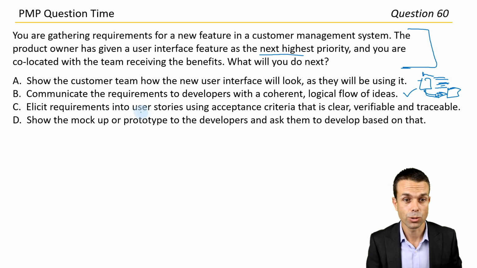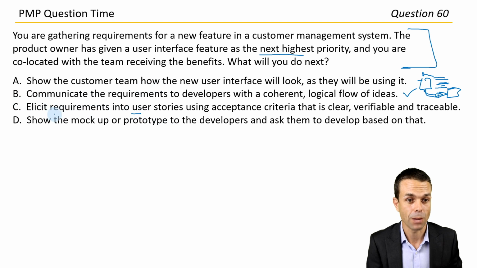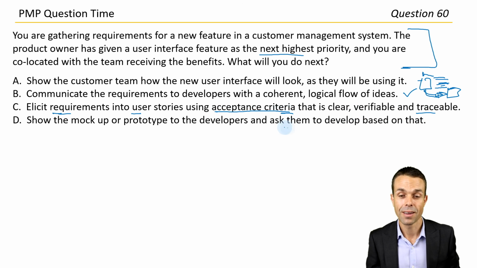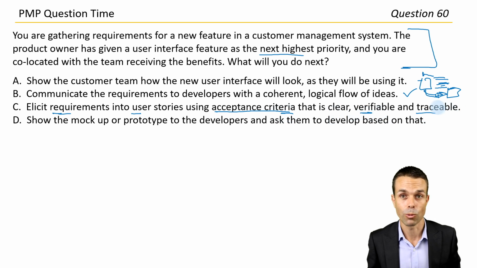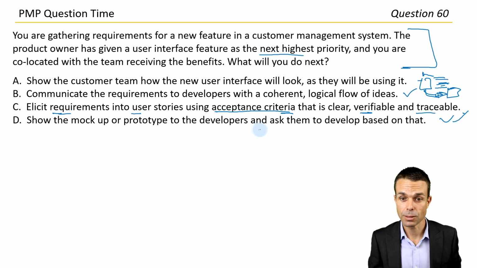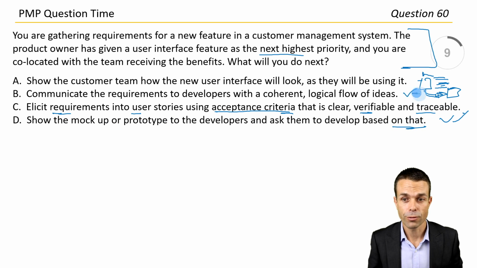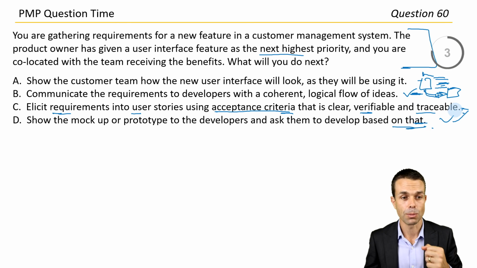Elicit requirements into user stories. Oh, so that's taking it to a new level, I think. So now we're getting those requirements, we're putting them into user stories using acceptance criteria. Oh, that's much better. That is clear, verifiable, and traceable. Even better again. So good way to put your acceptance criteria. Make sure it's clear, verifiable, and traceable back to the requirement that we wanted in the first place. I think that's actually a really good one. Show the mock-up or prototype to the developers and ask them to develop based on that. Again, could be good. There are quite a few good options here, but I think the best one with acceptance criteria and eliciting those requirements is answer C.